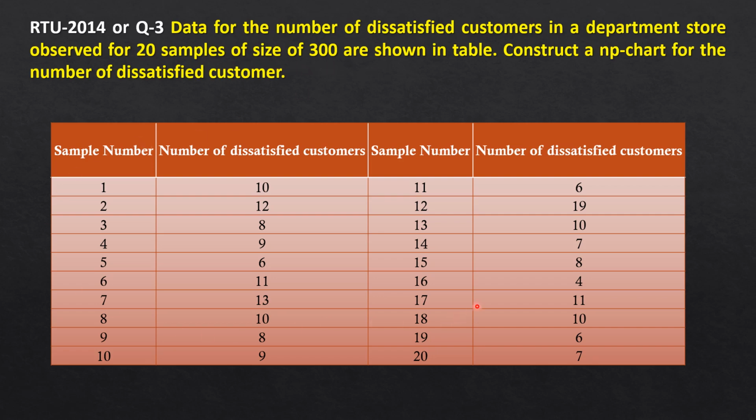So this is the table given in the question, and we have to construct an NP chart for the number of dissatisfied customers. We have a total of 20 samples given here, the number of dissatisfied customers is also given, and the sample size is 300. We have to construct the NP chart.